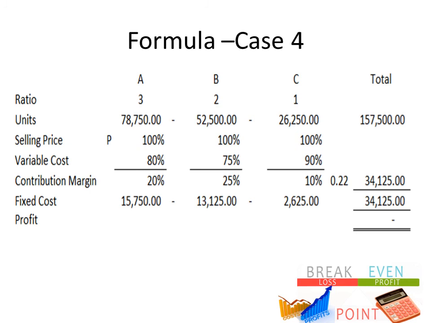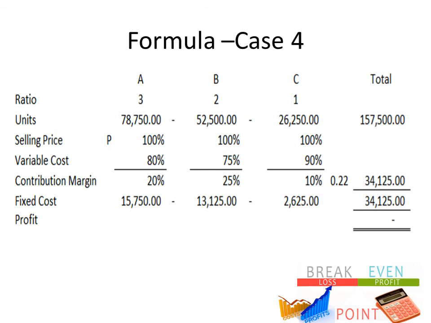So we were given not the amount. Instead, we were given the ratio. It said that the variable cost for A is 80%. Therefore, the contribution margin is 20%. For B, it said 75%, so the contribution margin is 25%. For C, it's 90%, so the contribution margin is 10%. Okay? So we would now compute for our composite ratio, same thing as what we did before. We just multiply 3 times 20%, 2 times 25%, and then 1 times 10%, divided by 6. We'll be able to get 0.22, or 22%.